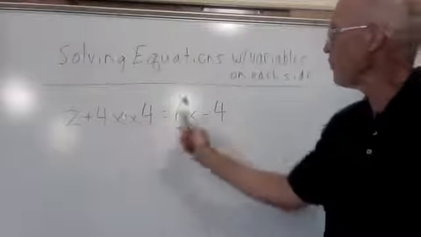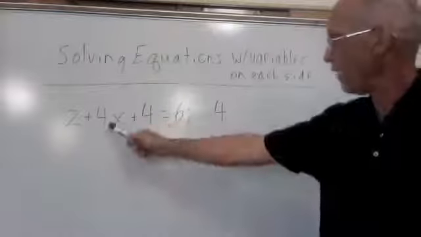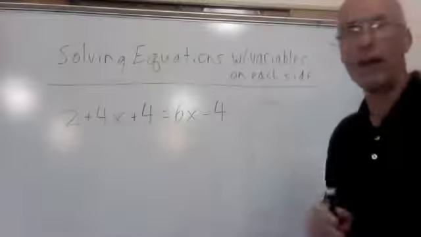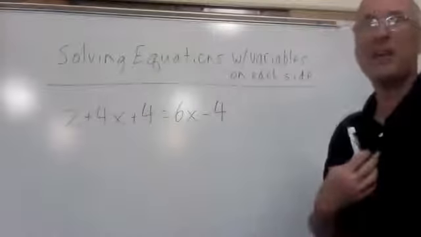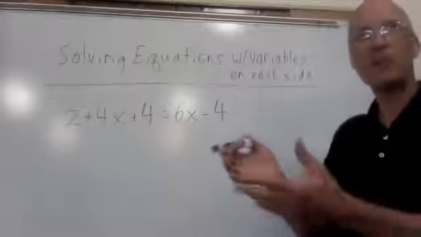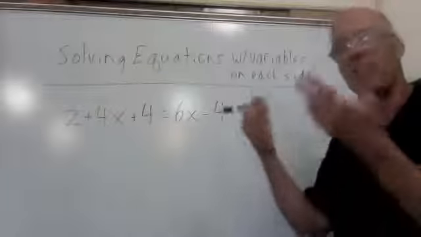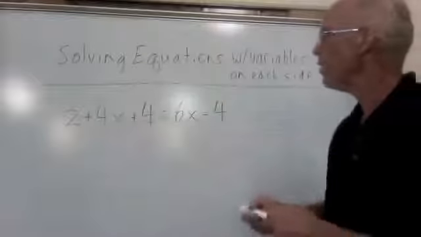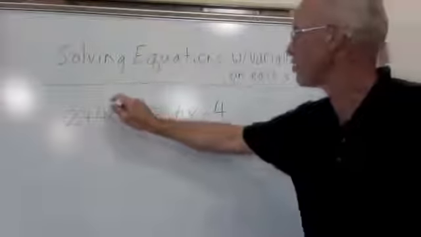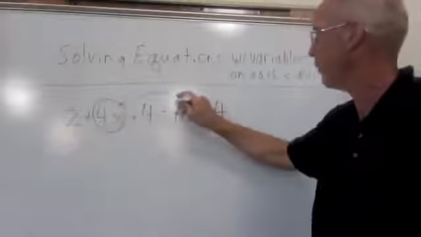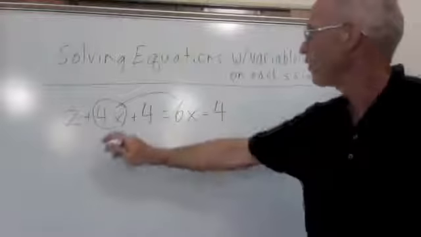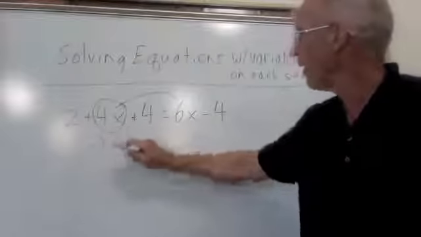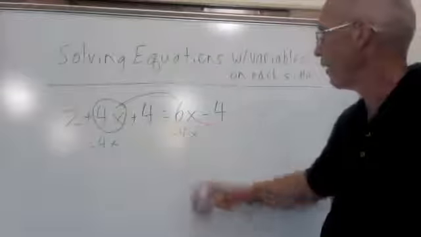I could either move the 6x to that side, or I can move the 4x to that side. I have a definite preference. I like to always have my things positive. I'm kind of a positive person. But it doesn't matter, I can do it the other way. But when I see this, I'm usually going to take the smaller one away from the bigger one if I can. So I subtract 4x here, and I subtract 4x there.